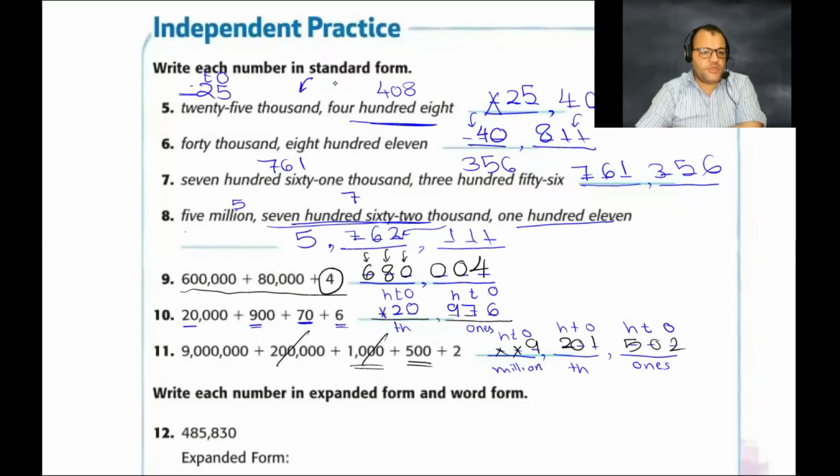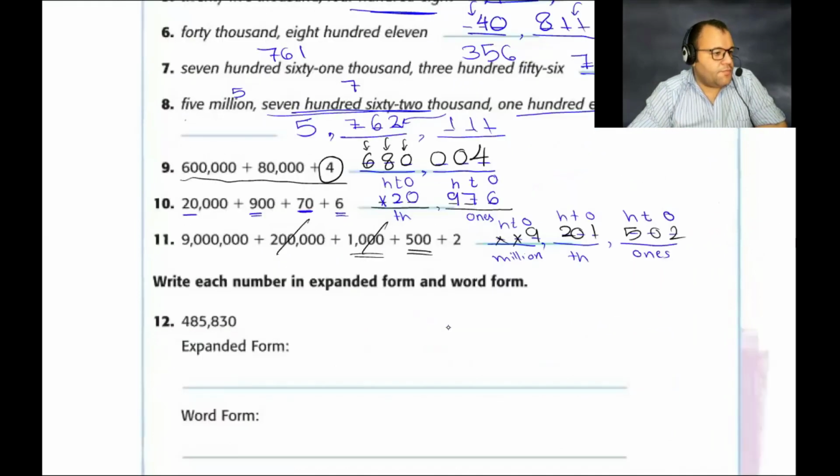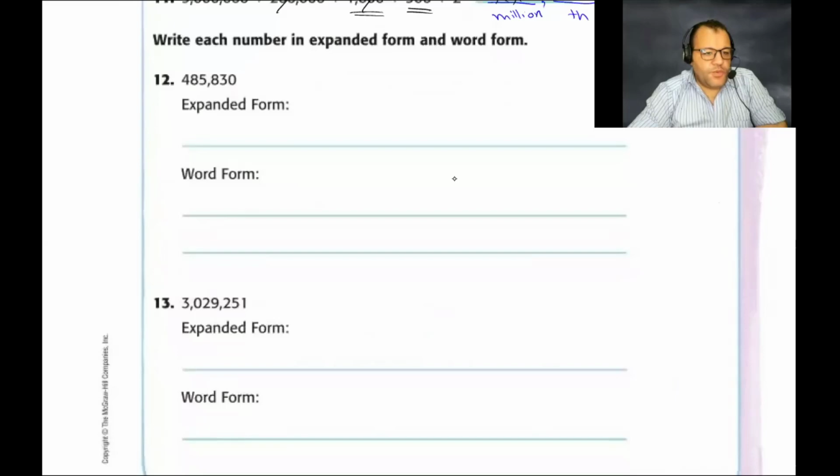If you finish writing, raise your hands. Okay, have you finished? So we'll go to the next one. Who can solve number 12 with me? Ahmed Raza. Number 12. I need to write this number in expanded form.